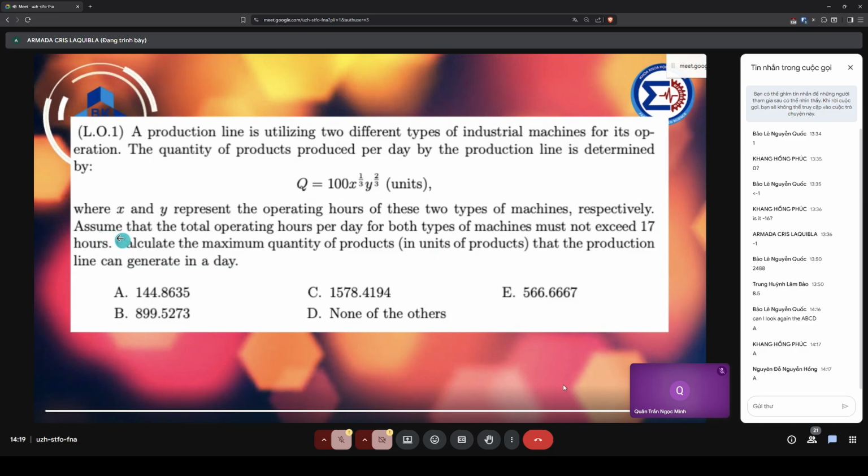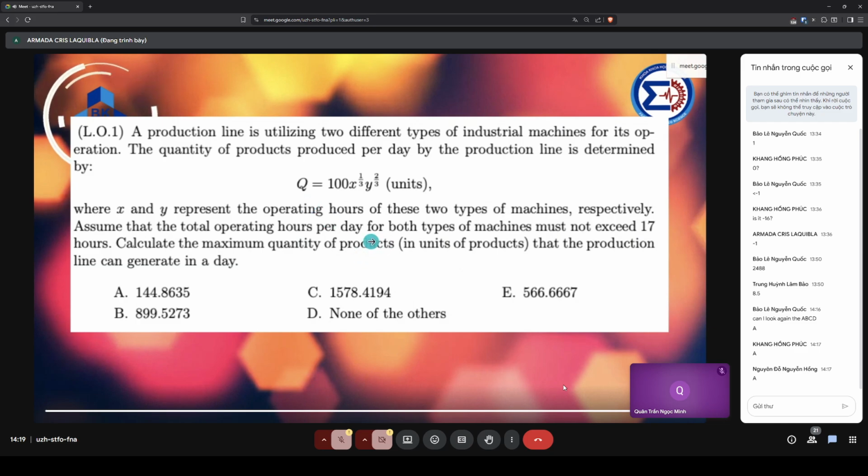So we have here an assumption. Assume that the total operating hours per day for both types of machines must not exceed 17 hours. So calculate the maximum quantity of products. So you are now asking for a maximum value, so we are going to get the absolute maximum here, right? In this statement, class, the total operating hours per day for both types of machines must not exceed 17 hours.